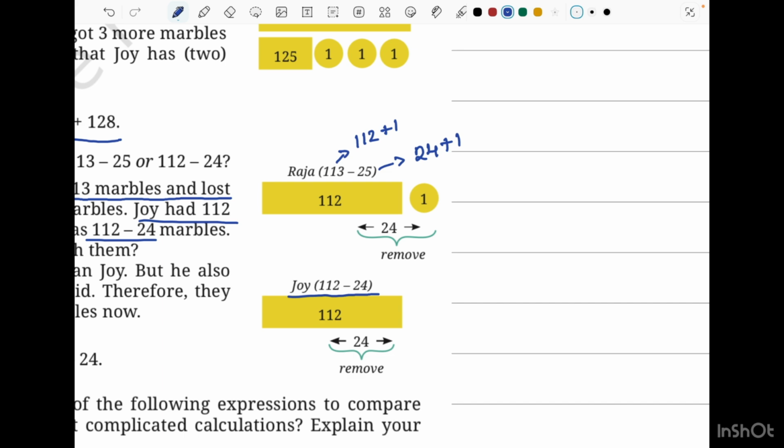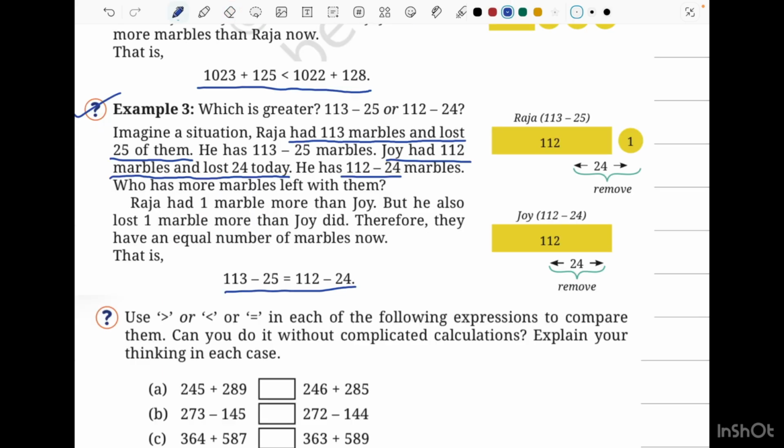So if we subtract 112 minus 24, which is the same as Joy's, and also subtract 1, the answer will be equal. So we can write 113 minus 25 is equal to 112 minus 24.